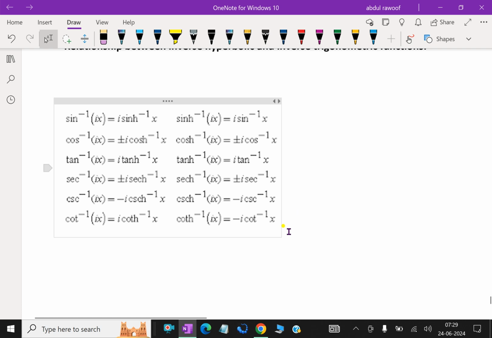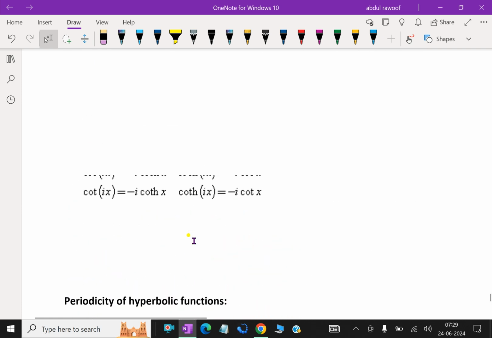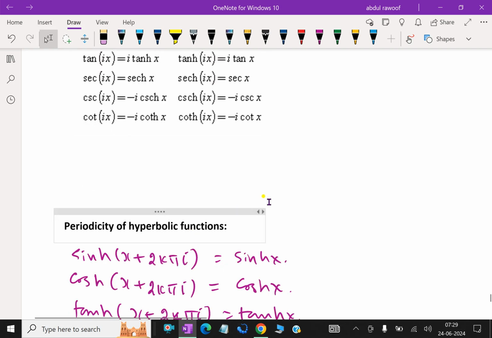So far we have discussed hyperbolic functions, inverse hyperbolic functions, the relation between normal trigonometric and hyperbolic functions, and the inverses of those functions.